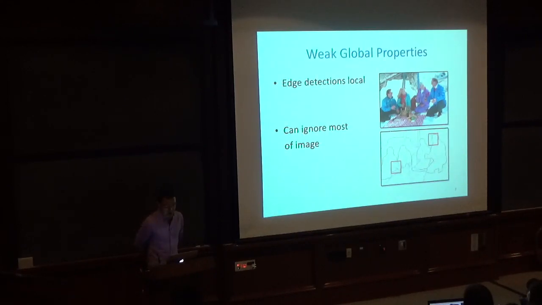Right, so I actually alluded to this in the previous slide. Weak global properties, which means that the edge detections are local. So if we want to predict the edges in this part of the image, it doesn't really require modeling what's going on over here. Of course, this is not 100% true. We could always create counterexamples where this is not true. But the assumption is that this is basically sufficient.